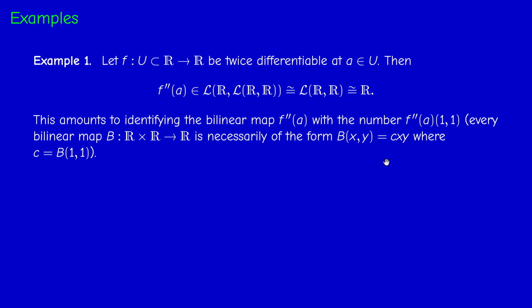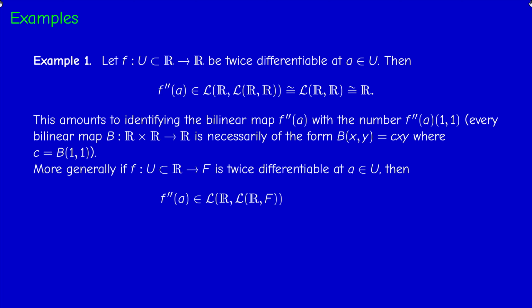As you know, all linear maps from R to R are of the form ax, a constant times x. We saw that in chapter 1. Bilinear maps have a similar form, but you have two variables: a constant times x and y. And when we set x equal 1, y equal 1, because x and y are in R, then we get B(1,1) equals c. So this amounts to identifying the bilinear map with its value at (1, 1).